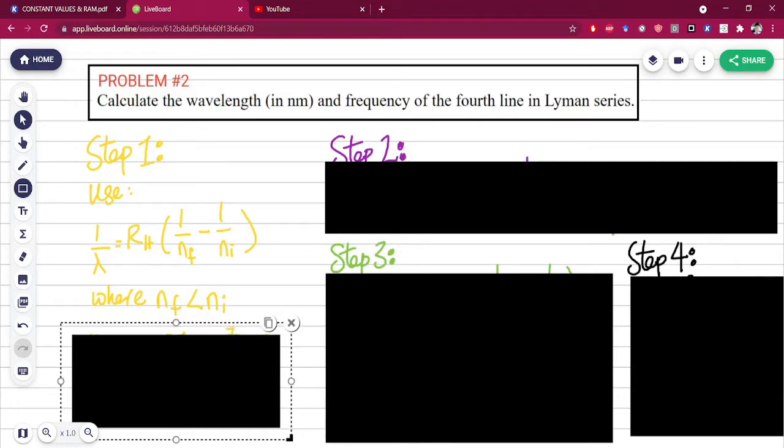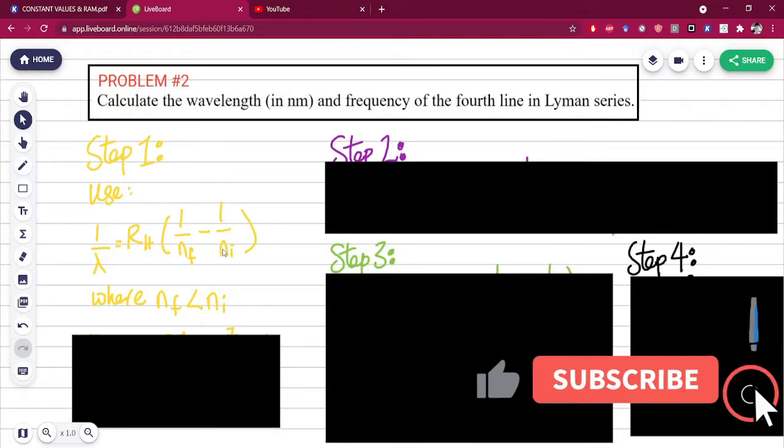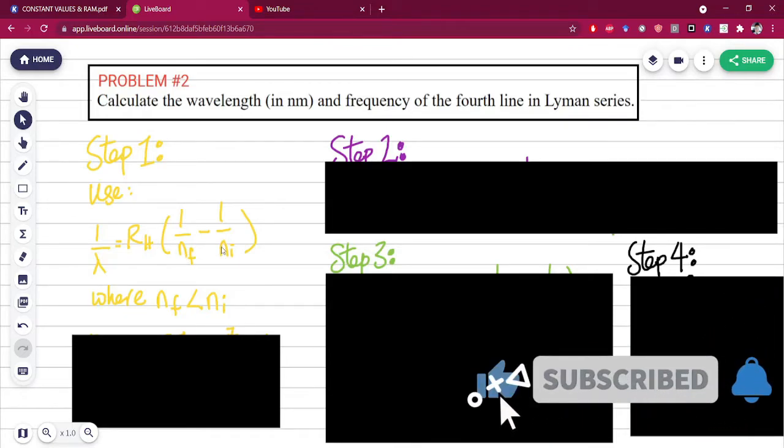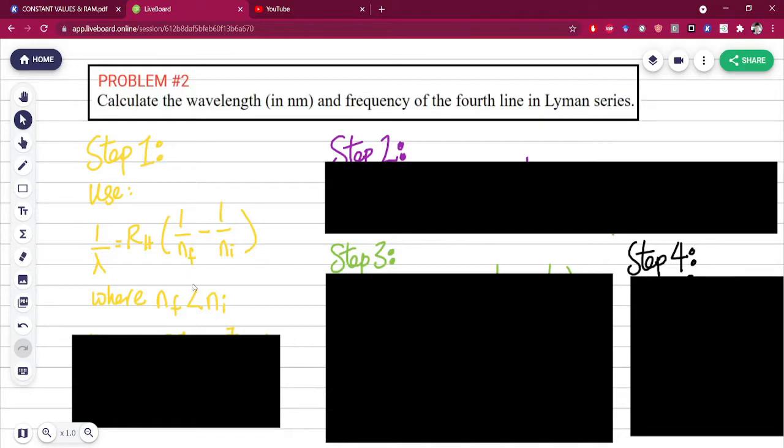You need to know that the n final will always be smaller than the n initial. So the way you're going to write it is 1 over n final minus 1 over n initial. The value over here needs to be smaller than the value that you're going to put there. Why? Because if you do the other way around, you're going to get negative wavelength, and wavelength cannot be negative. Length cannot be a negative value. But energy, yes, you can have it negative.